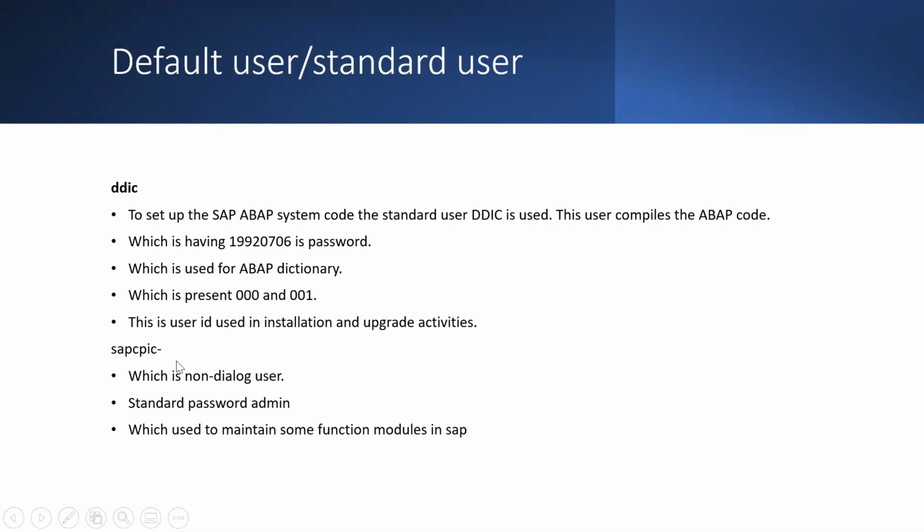Now let us discuss SAP CPIC. As we discussed, SAP* and DDIC are two user IDs which are dialog users. Using them, you will be able to log into the system. However, SAP CPIC is another standard user, which is a non-dialog user. It means that using this user ID, you will not be able to log into the system. It has the standard password admin, and is used to maintain some function modules in SAP, which is not much used. SAP has kept SAP CPIC in the existing SAP system for maintaining some function modules.